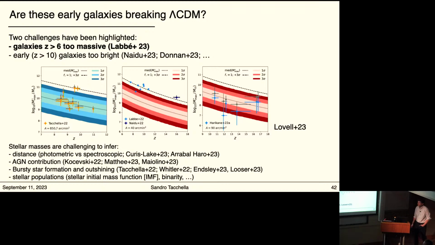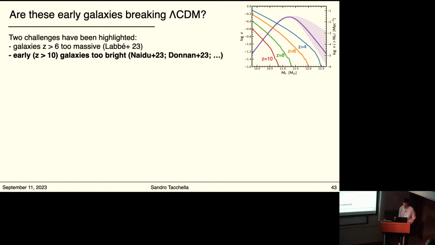Bursty star formation can be important because, as I mentioned very briefly, outshining can be important. So depending on what exactly you assume for the star formation history, you can actually bias your stellar mass estimate quite significantly. So if you're going through a burst and you assume a constant star formation, you might overestimate the stellar mass by a significant amount. And then, of course, there are questions about the stellar populations. Should we think about variation in the IMF first before we challenge the cosmological model? Binarity fractions that might also change towards higher redshifts and so on.